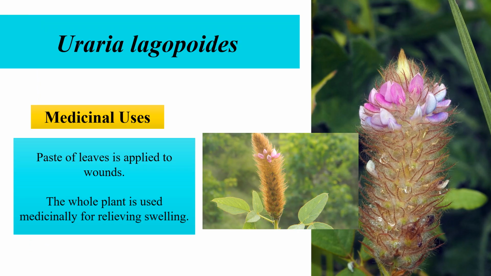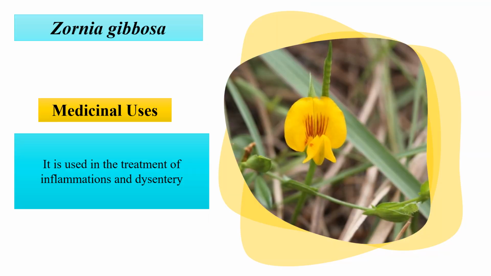So next is Uraria lagopodioides. This is a prostrate or spreading herb found in dry grasslands, open forest, waste places, roadsides, sandy areas, also in deciduous forests. This plant is usually found in association with Shorea robusta, or sal. Medicinally, the plant is used in treating cuts and wounds. The paste of leaves is usually used. The whole plant is used for relieving swelling.